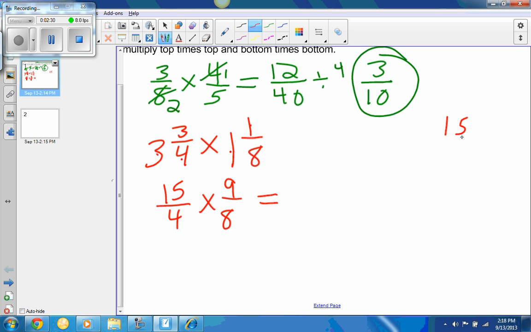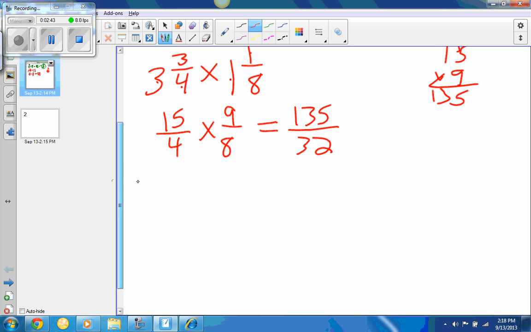So 15 times 9 is 135. So 135 over 32. And then you can't leave it like this. You cannot leave your numbers top heavy. You have to turn it back into a mixed number. So you're going to have to put the top number in the box, divide it by the bottom.